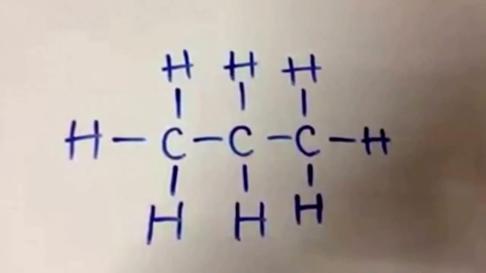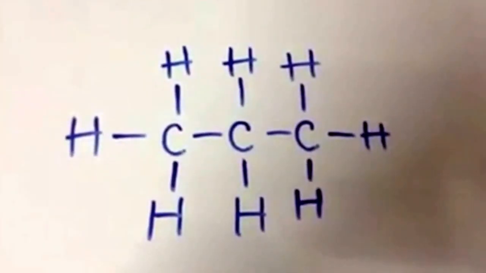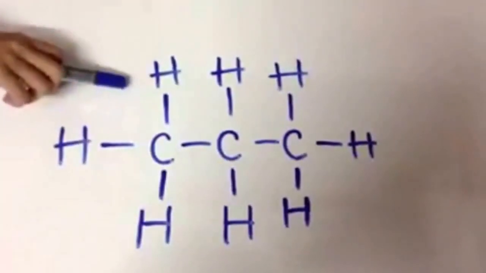Propane is a type of gas in a gas tank, and you can find it in the kitchen. Carbon shares electrons with hydrogen, which is called a covalent bond.